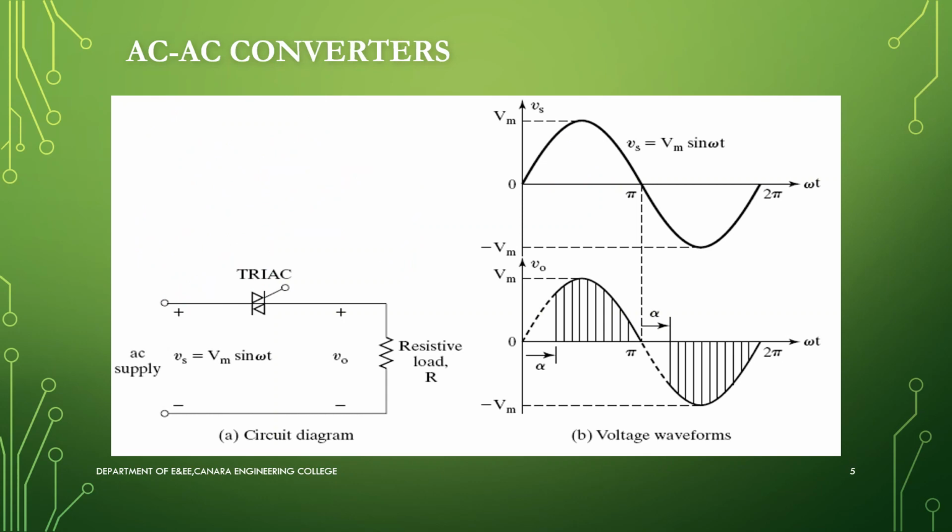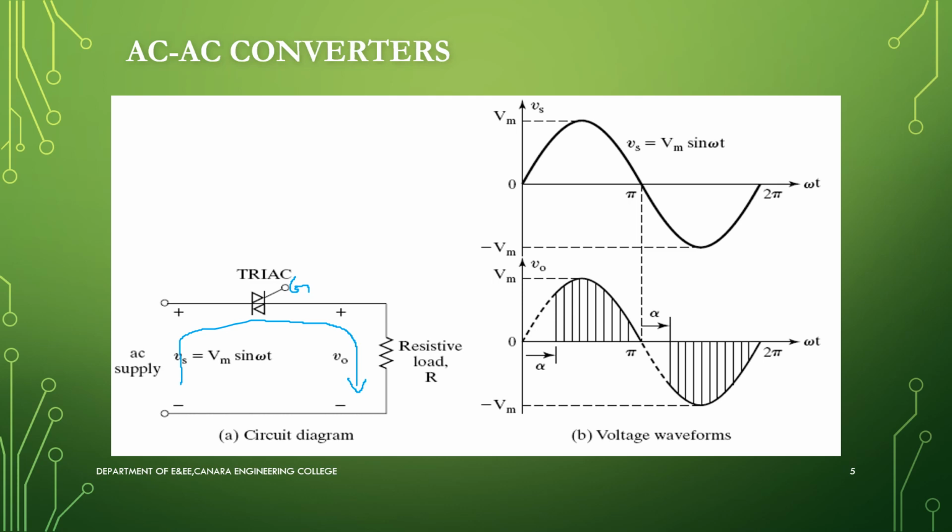So during the positive half cycle, the current flows to the triac. That means the triac conducts. Again, it is a controlled device. You can see the gate terminal here. You have to trigger the gate, then only the device is going to conduct. Otherwise, it is only forward biased.